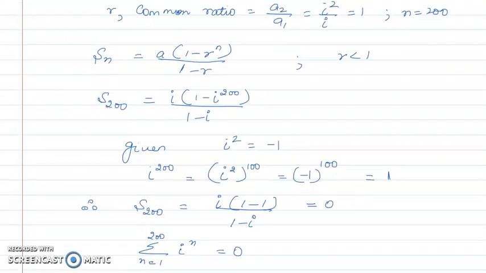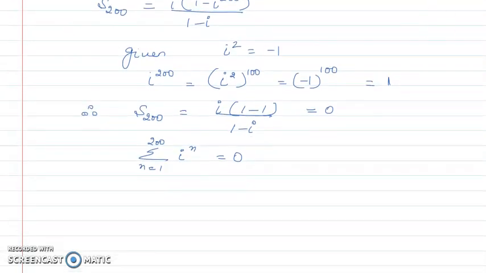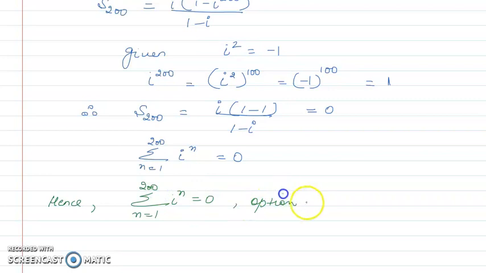Iota to the power 200 can be written as iota square to the power 100. What is the value of iota square? -1. -1 to the power 100 is 1. I substituted and I got summation n is equal to 1 to 200 iota to the power n is 0, which is option C. So I'll write, hence, summation n is equal to 1 to 200 iota to the power n is equal to 0, which is option C.